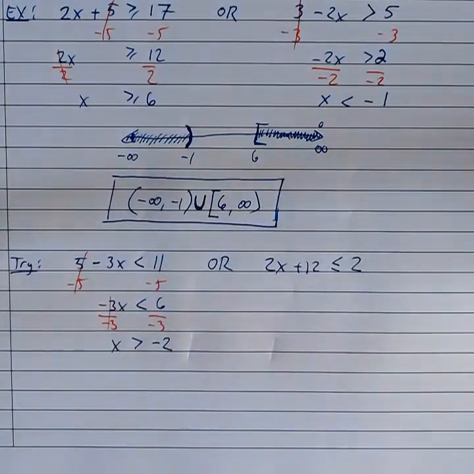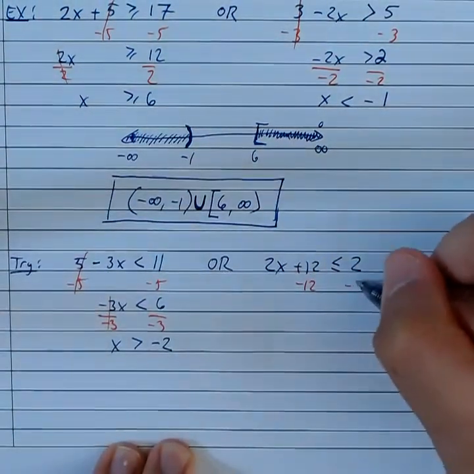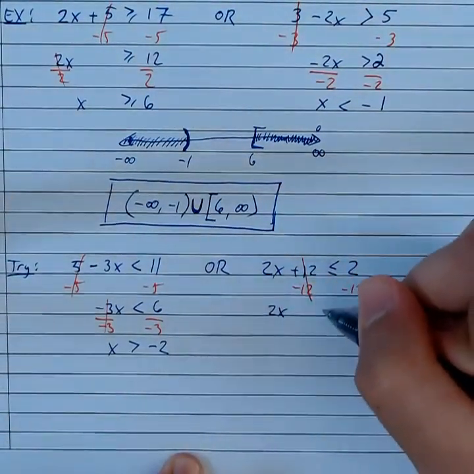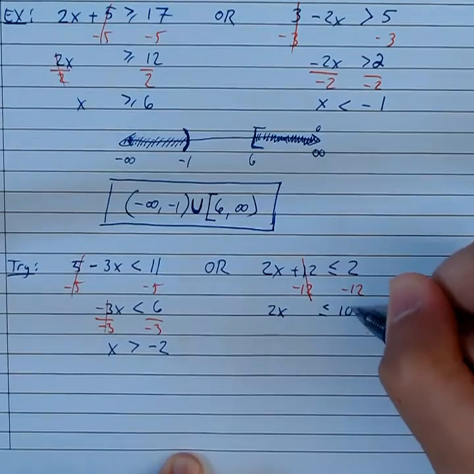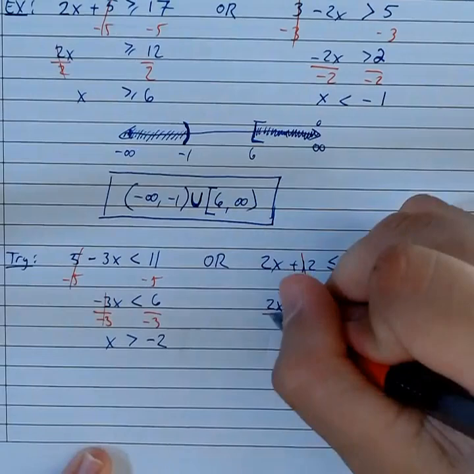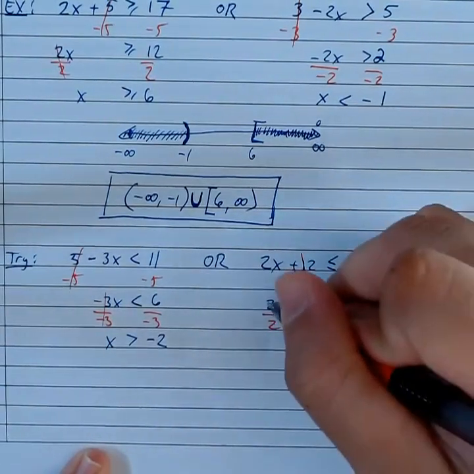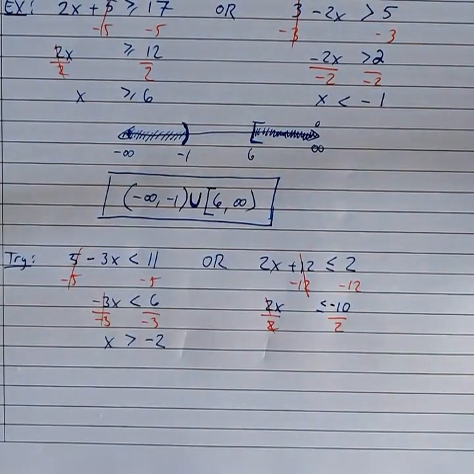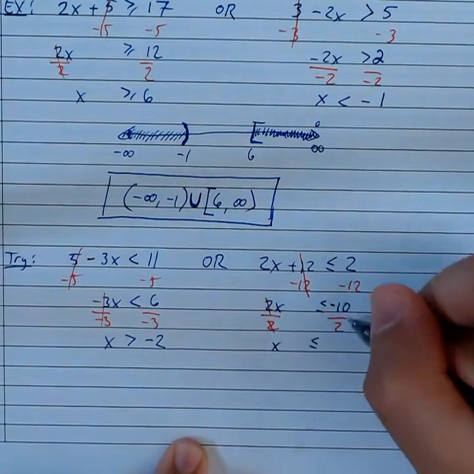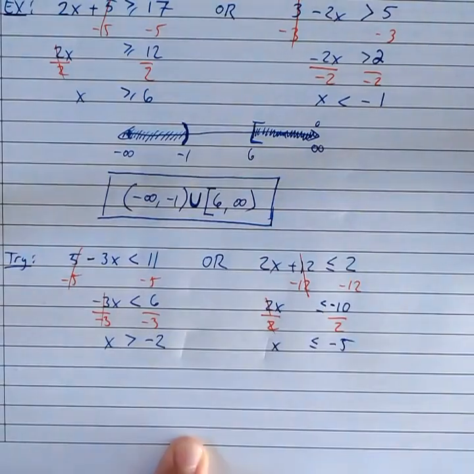I can solve this one by subtracting 12 from both sides. So that's going to give me 2x is less than or equal to negative 10. Sorry, that should be negative 10. And then I can divide both sides by 2. That's a positive, so my inequality doesn't change there. So that's going to be x is less than or equal to negative 5.